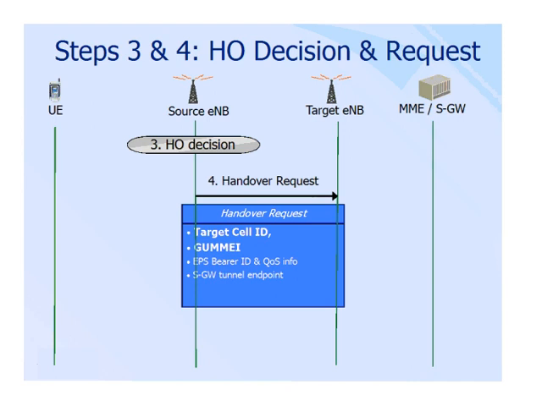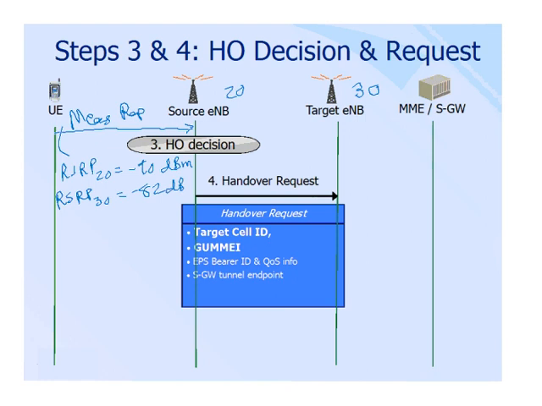Okay, so let's say that some event occurred, maybe event A5, and as a result of that, the UE has sent the measurement report. Perhaps in the measurement report we say RSRP for our current cell number 20 is weak. However, we have some neighbor, and the neighbor is pretty good. It is able to offer us maybe minus 82 dBm.